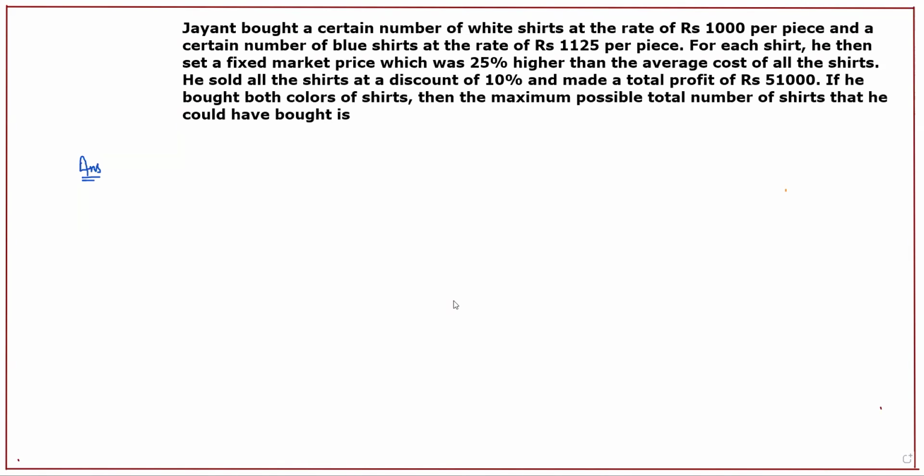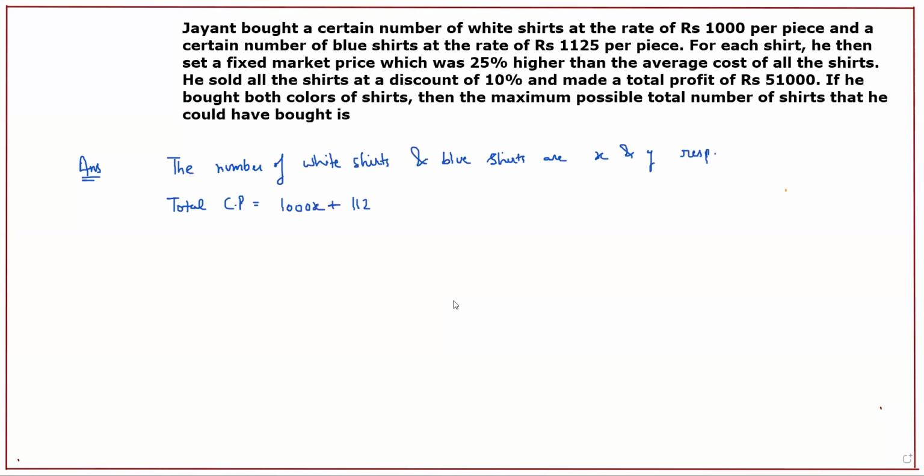So Jayant bought a certain number of white shirts at the rate of 1,000 per piece and a certain number of blue shirts at the rate of 1,125 per piece. Let's suppose the number of white shirts and blue shirts are X and Y respectively. So the total cost price is how much? Total cost price will be 1,000X plus 1,125Y.